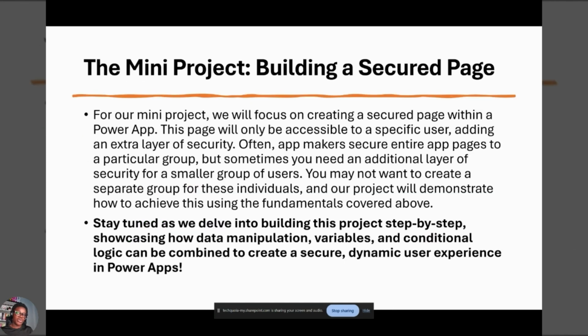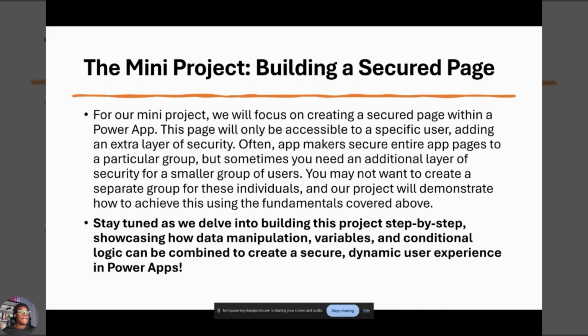Now, our mini project will focus on creating a secure page within Power Apps. This page will only be accessible to a specific user, adding an extra layer of security. Often, app makers secure an entire app page to a particular group, but sometimes you need an additional layer of security for a smaller group of users. You may not want to create a separate group for these individuals, and our project will demonstrate how to achieve this using the fundamentals that we've covered in the previous screens. Stay tuned to see what I'll be doing.